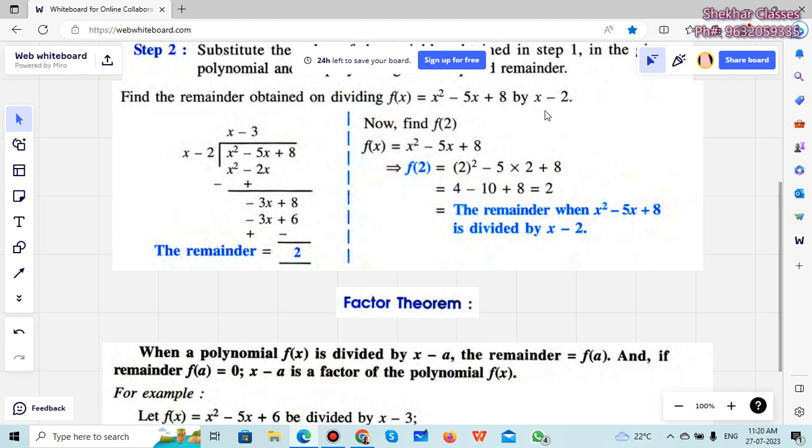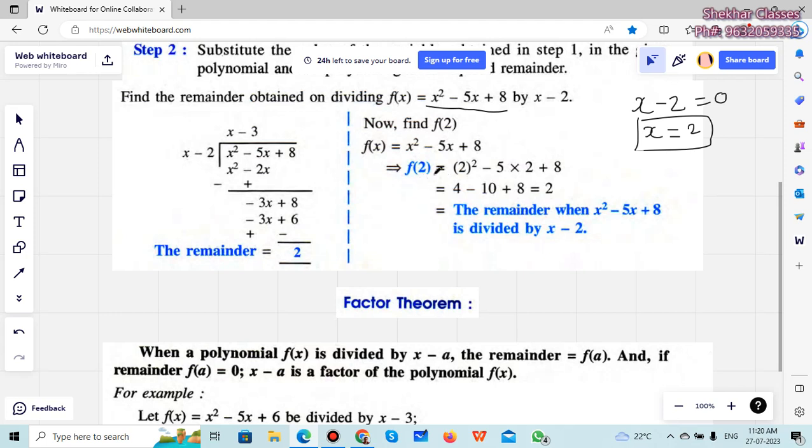What is that? We will take x minus 2 as the divisor here and equate it to 0. So what do we get? x is equal to 2. Now what I'll do is, wherever there is x in this particular polynomial, I will substitute that value, x is 2, in it.